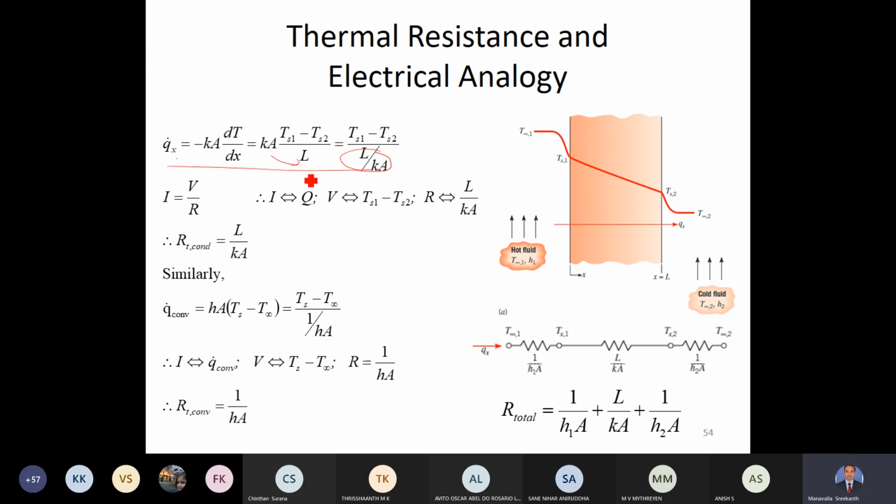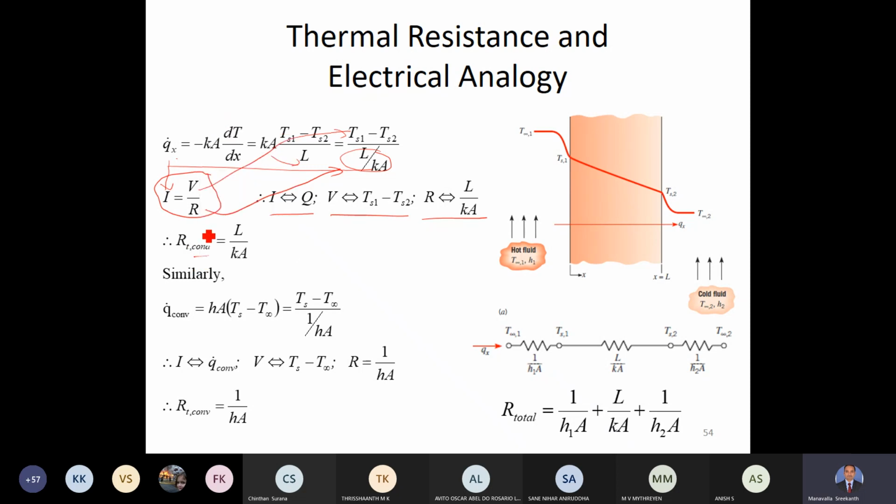If you look at this equation and compare it with the one you are familiar with, I is equal to V by R, so Q is I. V, which is the potential difference, is similar to the temperature difference, and R, which is the resistance, is similar to the thermal resistance. So I is similar to Q, V is similar to the temperature difference, and R is the thermal resistance. Because R is equal to L by kA, we write it as R thermal conduction, where R stands for resistance, T for thermal, and COND for conduction.